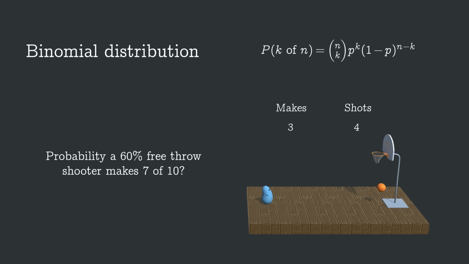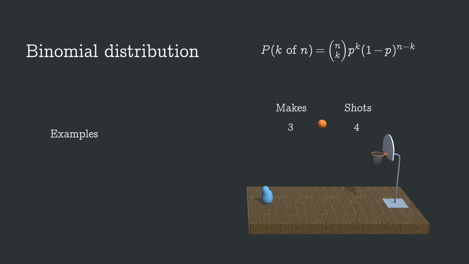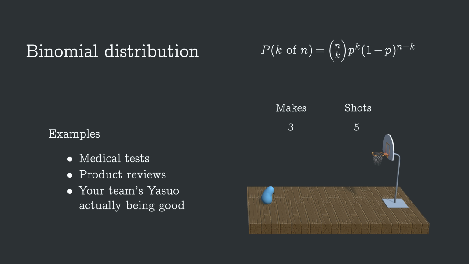And this doesn't just apply to free throws. It applies whenever there's a repeating process where you could put the outcomes into two categories. That's where the bi in binomial comes from. And that kind of situation is pretty common, considering it encompasses all yes or no questions.